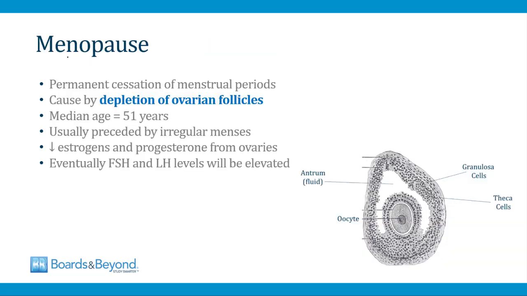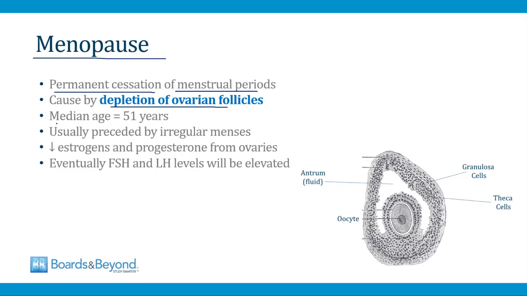For the rest of this video, I'm going to talk about menopause, which refers to the permanent cessation of menstrual periods. And this is caused by the depletion of ovarian follicles. Women are born with a limited number of oocytes, and when all those oocytes and the follicles have been depleted from the ovaries, that's when menopause occurs.